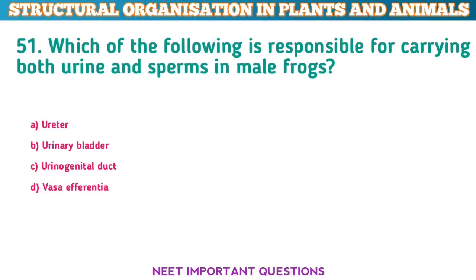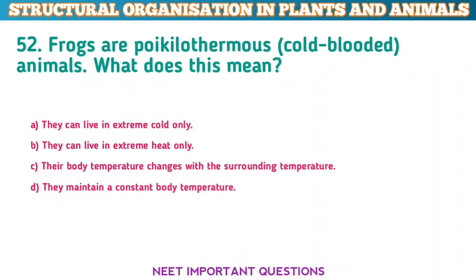50. The frog's skin is slimy and slippery due to the presence of. Answer. B. Mucus glands. 51. Which of the following is responsible for carrying both urine and sperms in male frogs? Answer. C. Urinogenital duct. 52. Frogs are poikilothermous, cold-blooded animals. What does this mean? Answer. C. Their body temperature changes with the surrounding temperature.